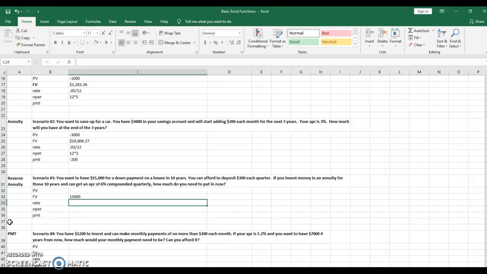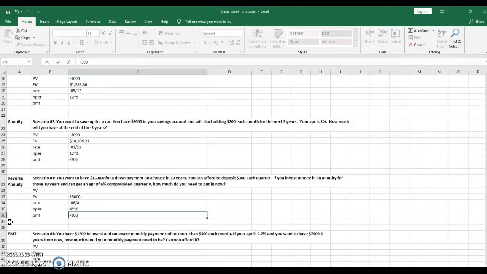Okay, rate is 6%, so 0.06 divided by 4, because we're compounding quarterly, so 4 times in a year. And then NPER is going to be 4 times how long you're doing it for, which we said 10 years. And then this time we are making a payment. We can afford $300 each quarter. So I'm going to say negative 300 because it's leaving my pocket and going into my savings account.